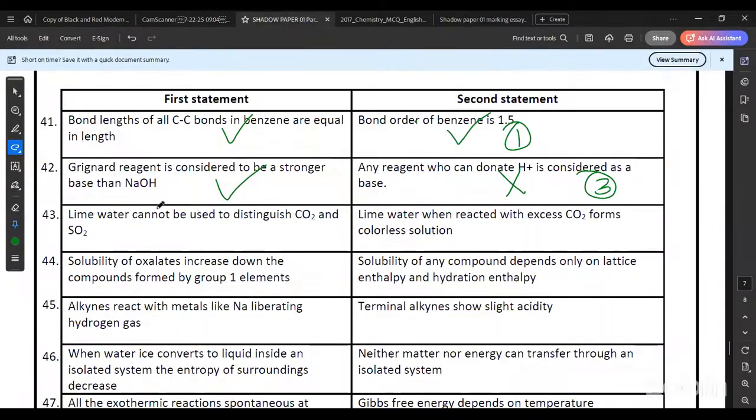Lime water cannot be used to distinguish between carbon dioxide and SO2. That is correct, people. When you bubble carbon dioxide through lime water, it will form a white color turbidity, calcium carbonate, and SO2 will also form calcium sulfite. So when you bubble excess of these gases, it will form a colorless solution. So it is not suitable. Lime water when reacted with excess carbonate forms a colorless solution.